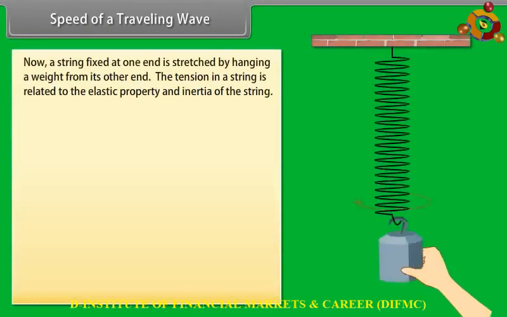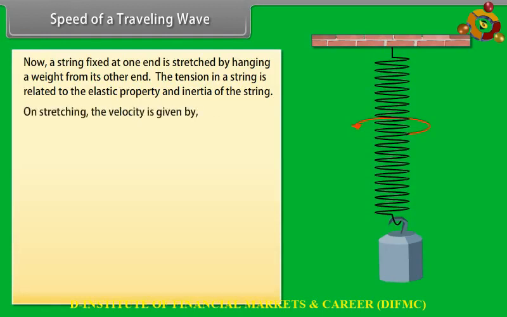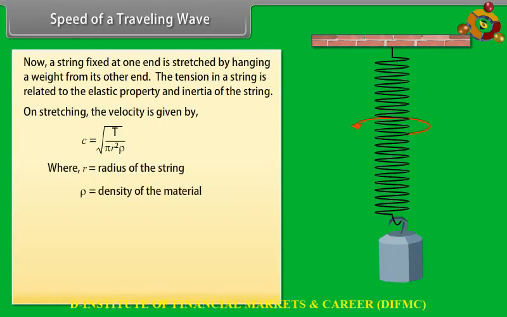Now, a string fixed at one end is stretched by hanging a weight from its other end. The tension in a string is related to the elastic property and inertia of the string. On stretching, the velocity is given by C is equal to under root T upon pi r square rho. Here, r is equal to the radius of the string, and rho is equal to the density of the material.